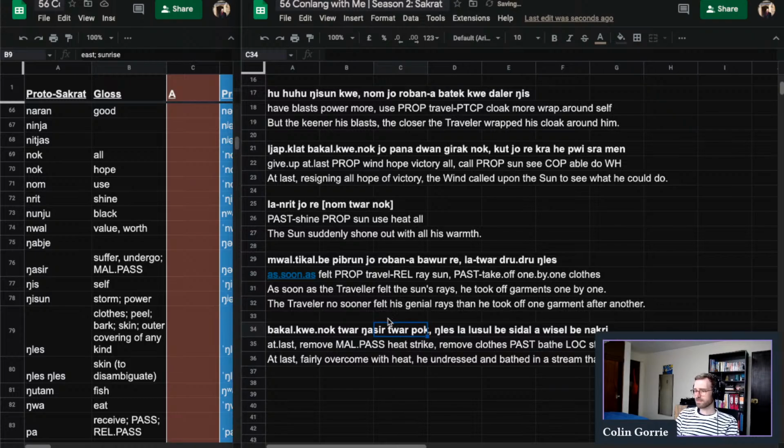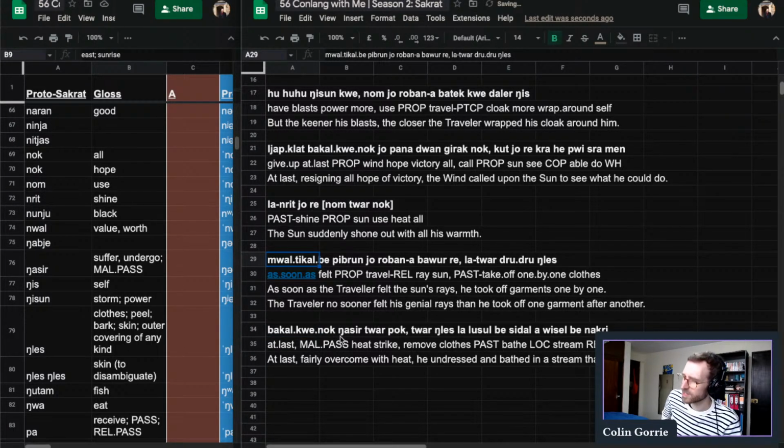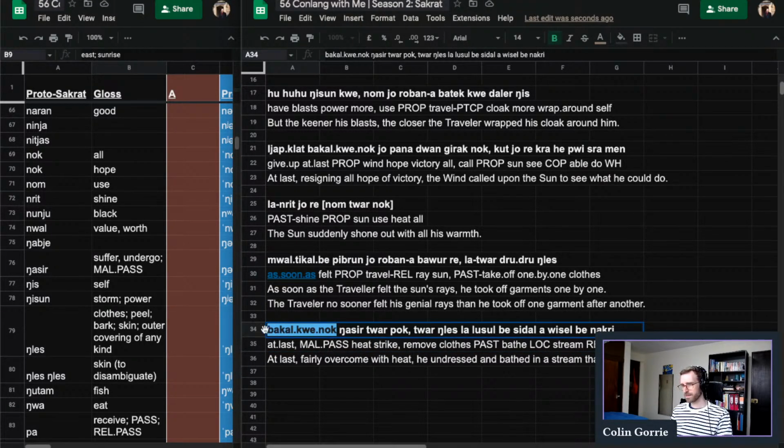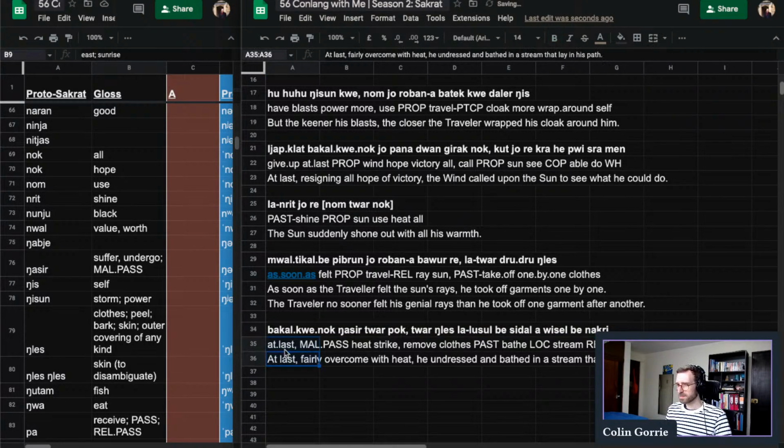No, what do I want to do here? What do I want to do here? At last, struck by heat. No, this is actually suffering heat striking him. All right, it's fine then, I guess. Removed clothes. Bathe becomes past.